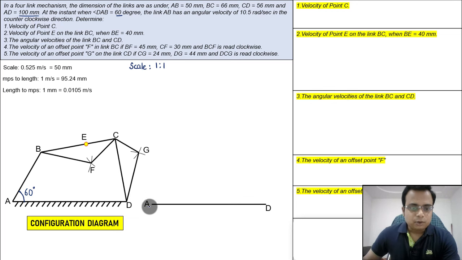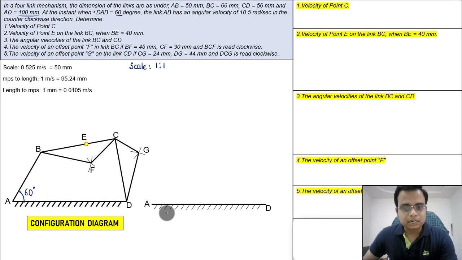And then we have this point A and this point D, and then just make this sign. This is the grounded sign, just to ensure that this link has been fixed. Secondly, what we want is point B, and point B's distance from A is 50 millimeters. So here we go, and this angle has to be taken with the help of a protractor, and that's 60 degrees, and here it is.